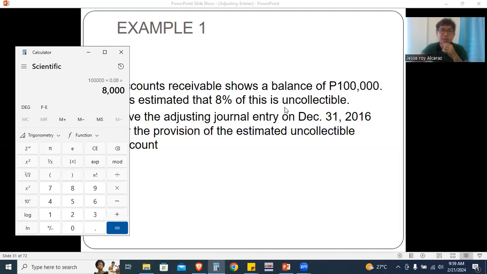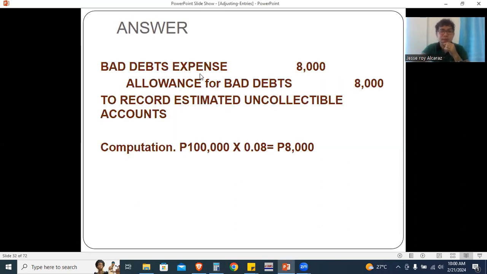Since we have not yet recorded an account for bad debts, then we record the entirety of the 8,000 pesos. So debit bad debts expense or doubtful accounts 8,000, then credit allowance for bad debts 8,000 pesos to record the estimated uncollectible accounts. Again, this is an estimated uncollectible accounts, not yet an actual, not yet a confirmed uncollectible. So there is also a corresponding entry to record if confirmed na gyud na dili siya makolekta. But for now, this is just an estimated uncollectible accounts.